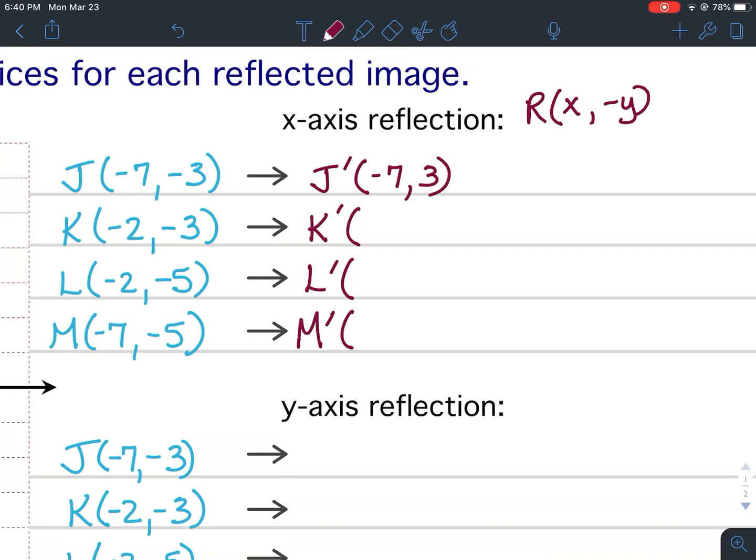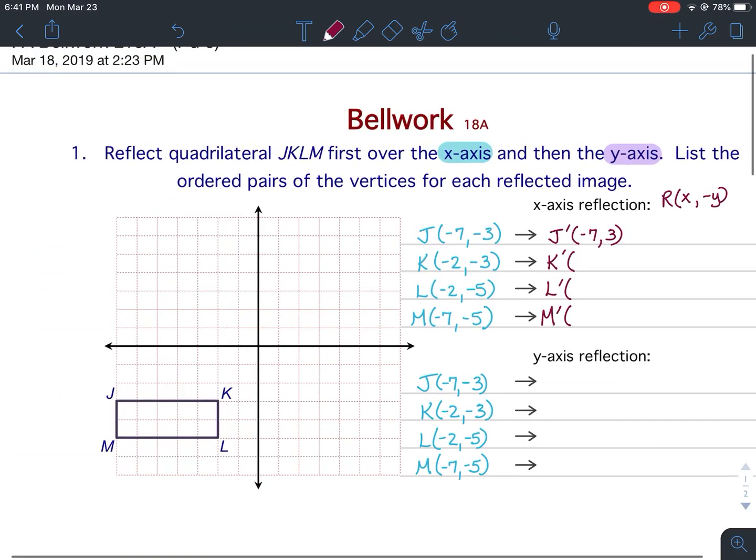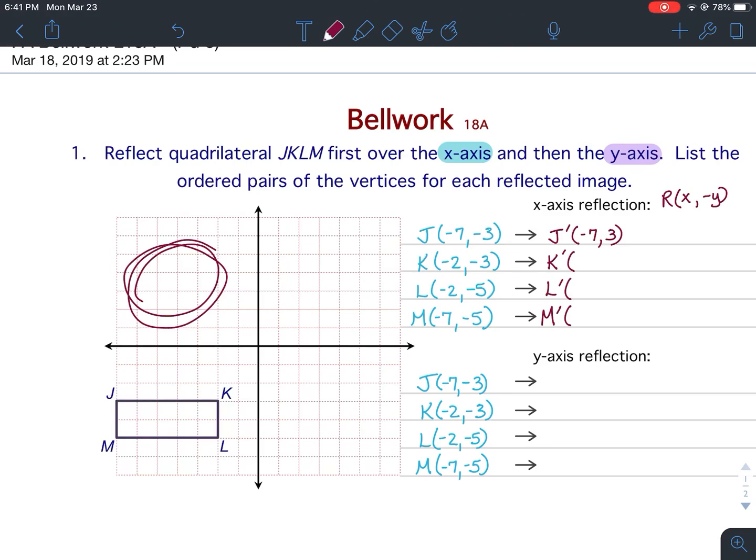So right now I would like you to pause the video, find your K prime, L prime, M prime, and then go over to the coordinate plane. Go ahead and graph it in this area here, and make sure to label it properly. Make sure you're labeling it J prime, K prime, L prime, and M prime. So go ahead, pause the video, and do that.